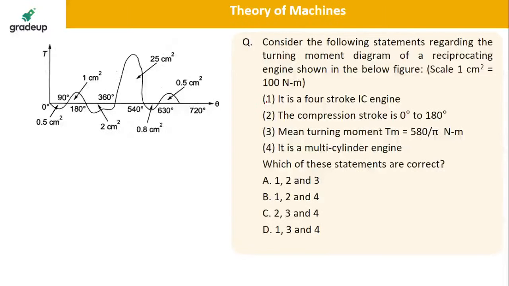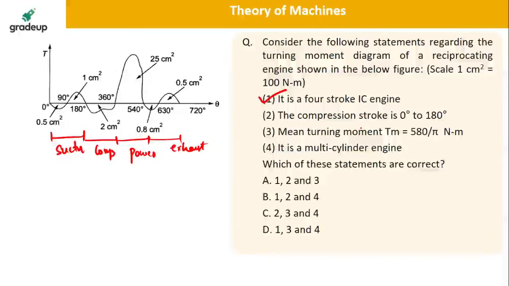So let us talk about option number one. It is a 4-stroke IC engine. Definitely a 4-stroke IC engine because there's a suction stroke, we are having a compression stroke, we are having a power stroke, and we are having an exhaust stroke. Okay, so it's a 4-stroke engine.